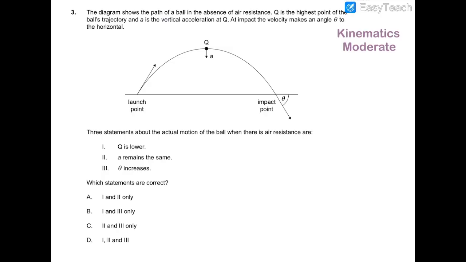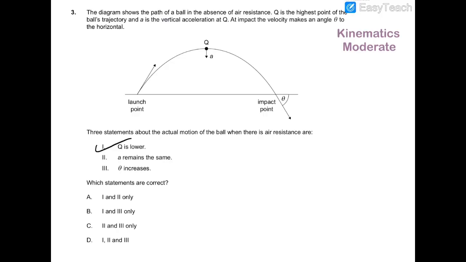So if there is air resistance, then Q will be lower. This is obvious because Q is the height of the maximum point, the highest point from the ground. So obviously this point will be lower because there will be loss in energy due to air resistance. So we can say that Q will be lower. This is the correct one. A remains the same.